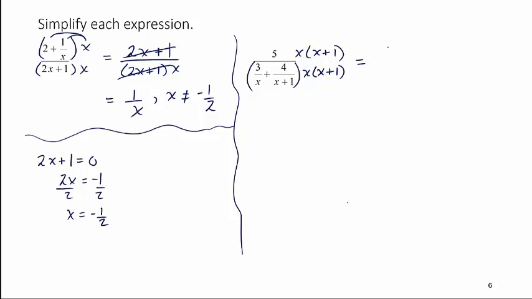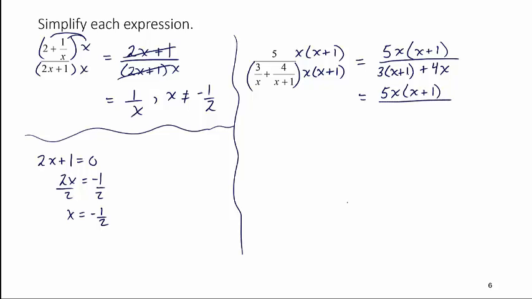Okay, so for the moment, I'm going to leave the numerator factored, 5x times x plus 1. And then in the denominator, we're going to distribute the x times x plus 1 through. So with the 3 over x, the x cancels, and I have 3 times x plus 1. And with the 4 over x plus 1, the x plus 1 will cancel, and I'm just left with 4x.